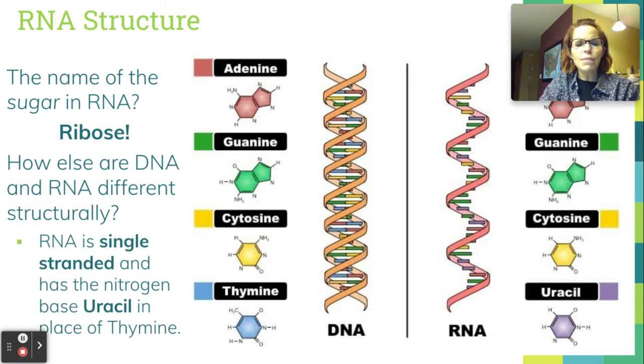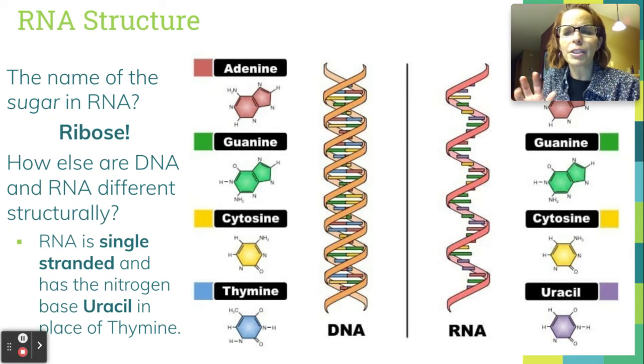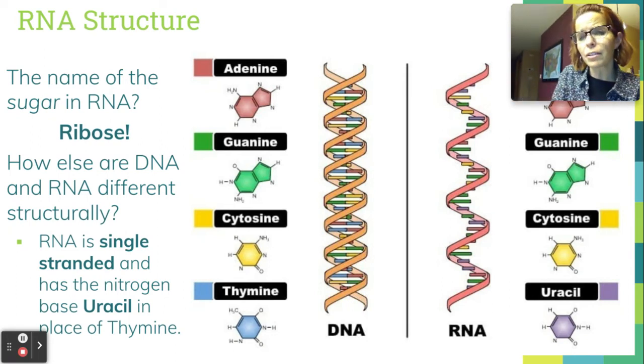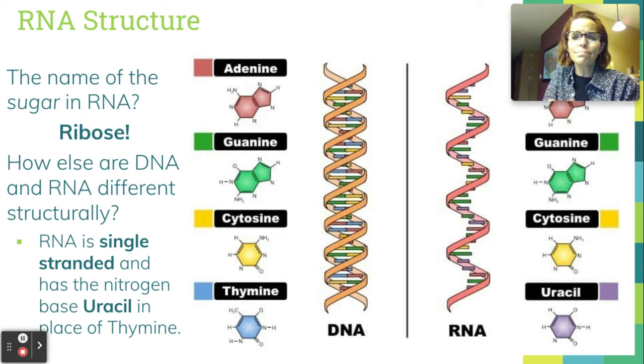How else are they different? RNA is single-stranded, and notice that it has a nitrogen base called uracil instead of thymine. Why does it have uracil instead of thymine? We think this is why: thymine takes more energy and it's more stable. So it takes more energy for you to build DNA using thymine. But your body can conserve energy and use uracil, but uracil is a little less stable of a molecule, so it's possible that it would fall apart. We'll just build another one because we've been saving energy.